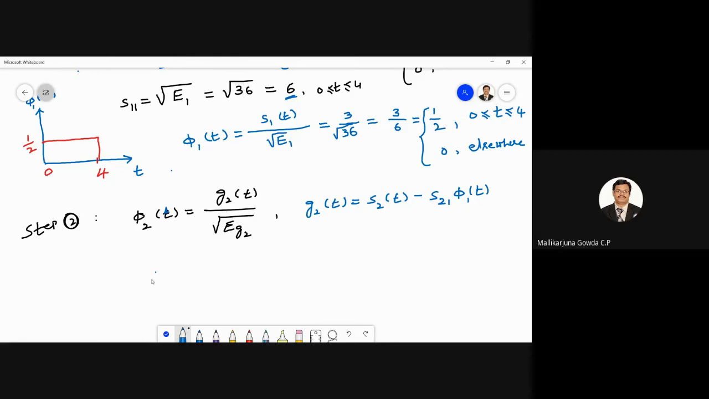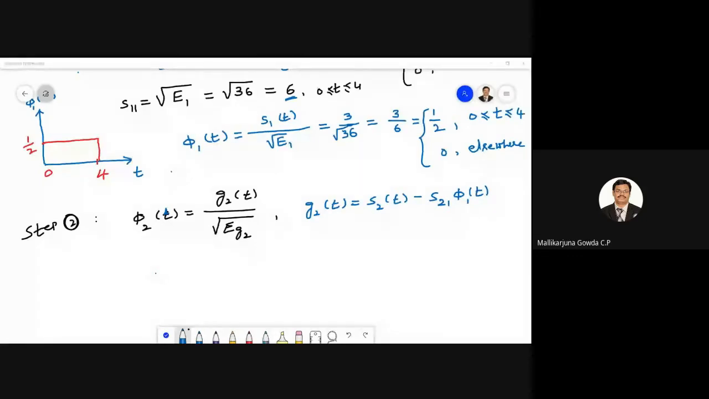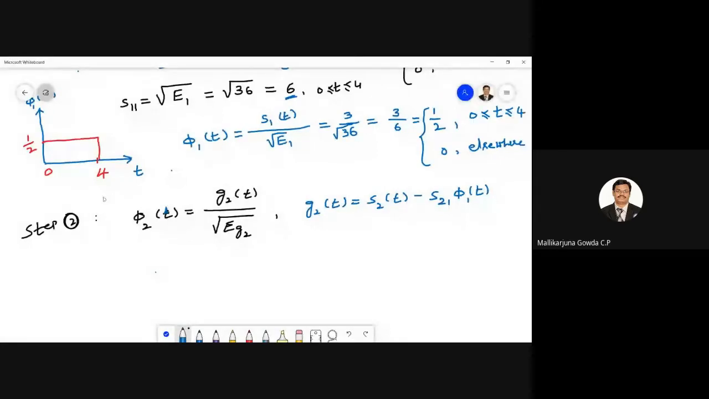Aditi, yes, sir. Can you tell me how to find S21? What is the expression for S21?